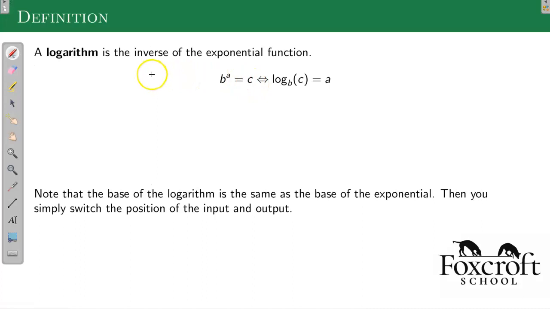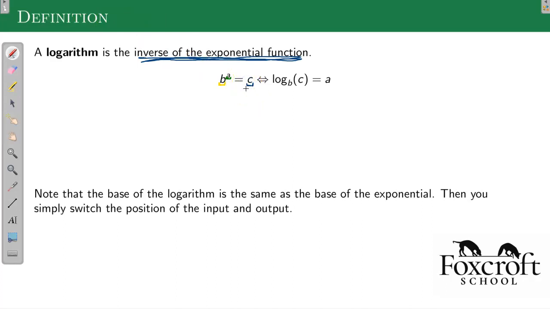One of the weird things about a logarithm is just the notation for it, but it's the inverse of the exponential. You have to know that a logarithm is just the opposite of an exponential. That's going to make everything else easier for the rest of the unit. Since it's an inverse, it just flips inputs and outputs. So here we have an exponential with base b. We're putting in the value a, and we're getting out the value c.